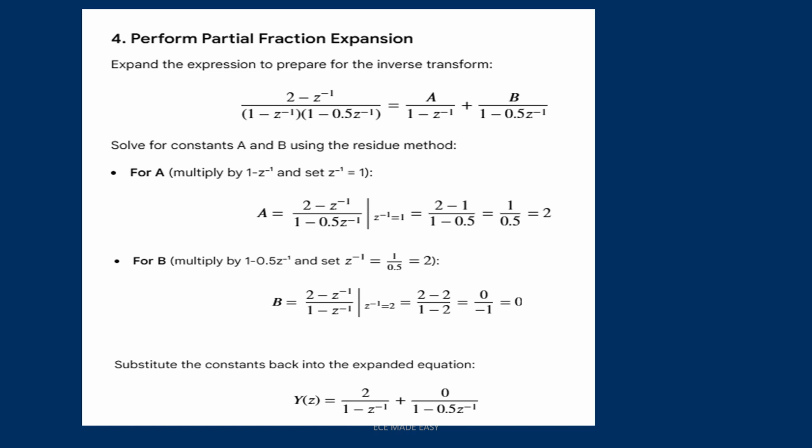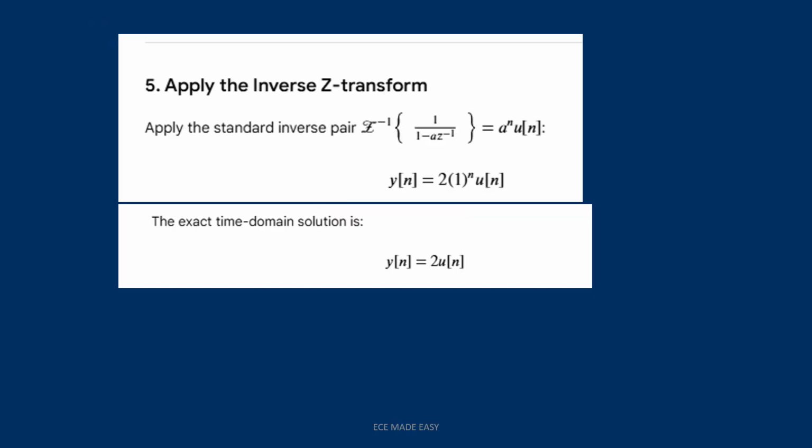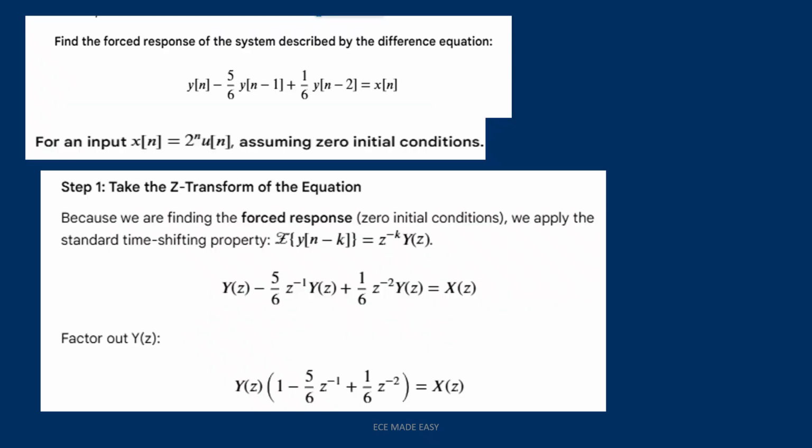Simply substituting, we get y of z, and then we will take the inverse z. So in inverse z, we will get y of n equal to 2 times (1) to the power n, u of n. So this is the solution of your linear constant coefficient difference equation. So this is example number 2.